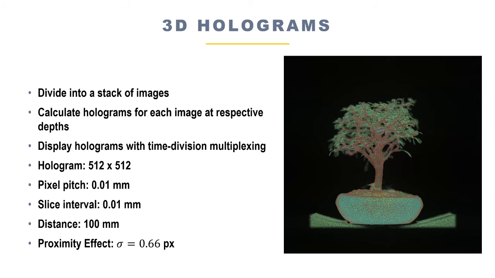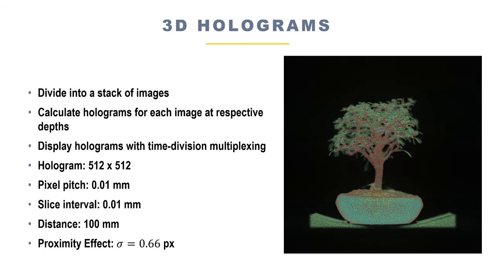We can use the FPEC method and time division multiplexing to display 3D scenes on the NPA. A 3D scene can be divided into a stack of 2D images at different depths. The 2D Fresnel hologram of each image can be calculated and the proximity effect corrected with the FPEC method at the desired depths. The stack of holograms can be displayed on the NPA with time division multiplexing.